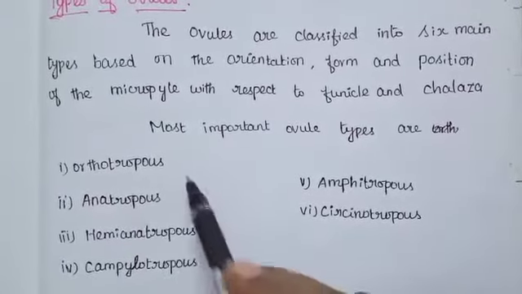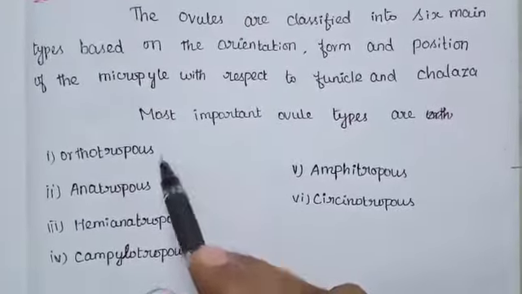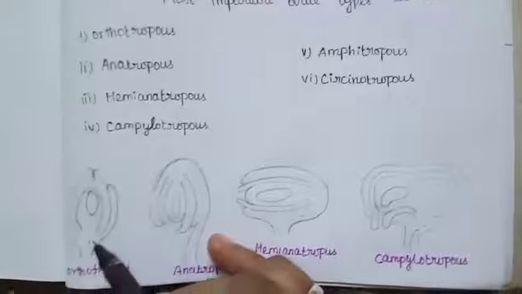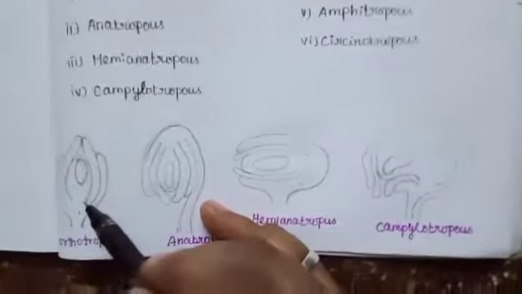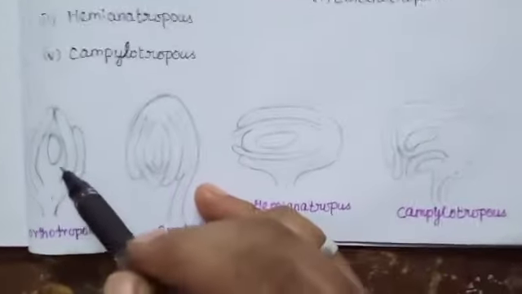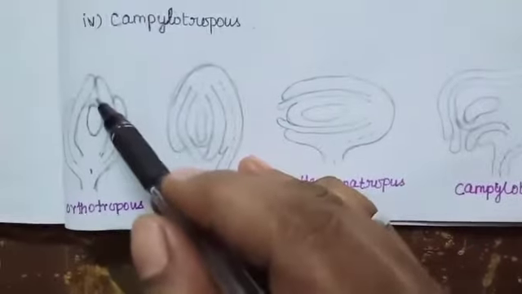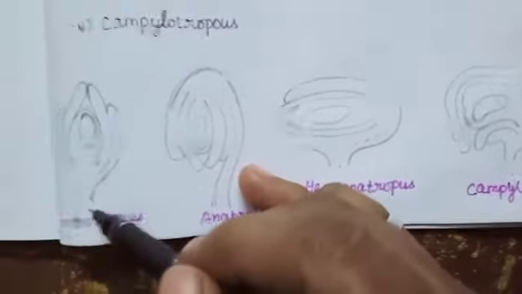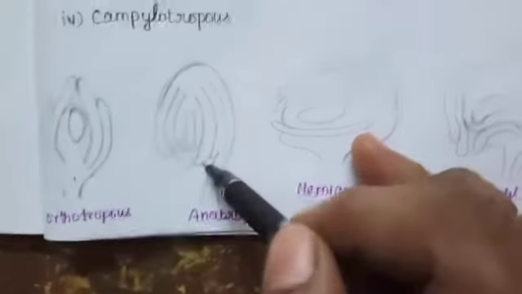So these four, first one, orthotropous. In this type of ovule, the micropyle is at the distal end of the funicle. So in this type, the funicle and the chalaza lie on the micropyle. Funicle and chalaza lie in one straight vertical line. Example, Piperaceae.